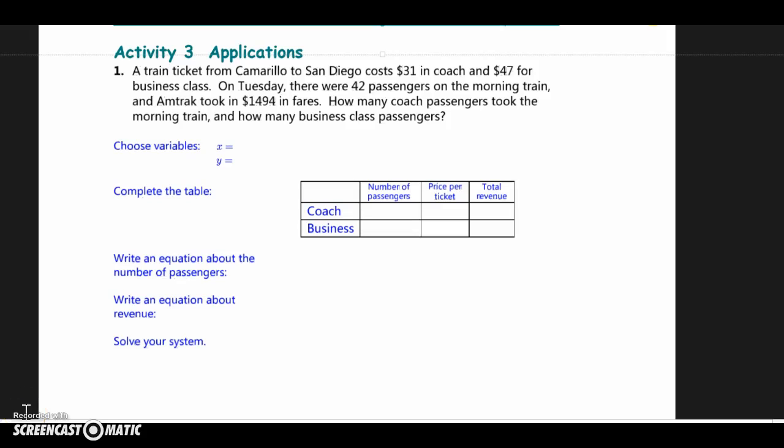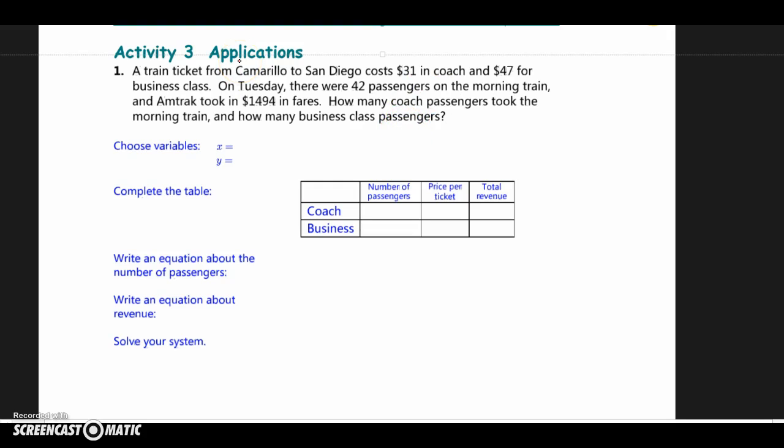Okay, in activity 3, we're supposed to solve an application with systems. It says a train from Camarillo to San Diego costs $30 in coach and $47 for a business class ticket, I guess. On Tuesday, there were 42 passengers on the morning train, and Amtrak took in $1,494 in fares. How many coach passengers took the morning train, and how many business class passengers?